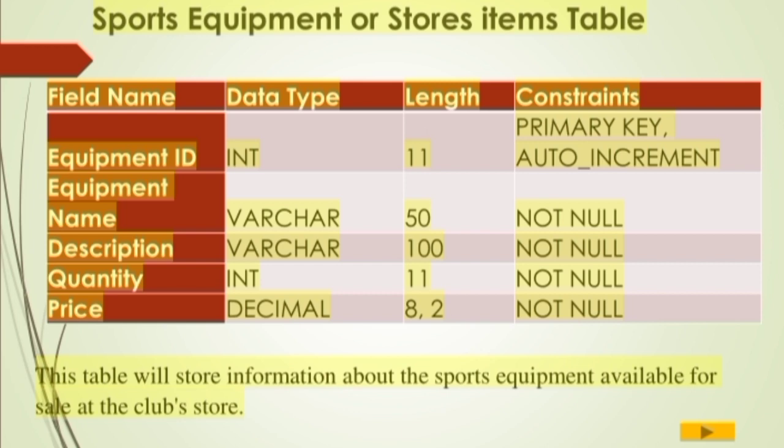Sports Equipment or Store Items table. Field name, data type, length, constraints. Equipment ID, int 11, primary key, auto_increment. Equipment Name, varchar 50, not null. Description, varchar 100, not null. Quantity, int 11, not null. Price, decimal 8,2, not null. This table will store information about the sports equipment available for sale at the club store.